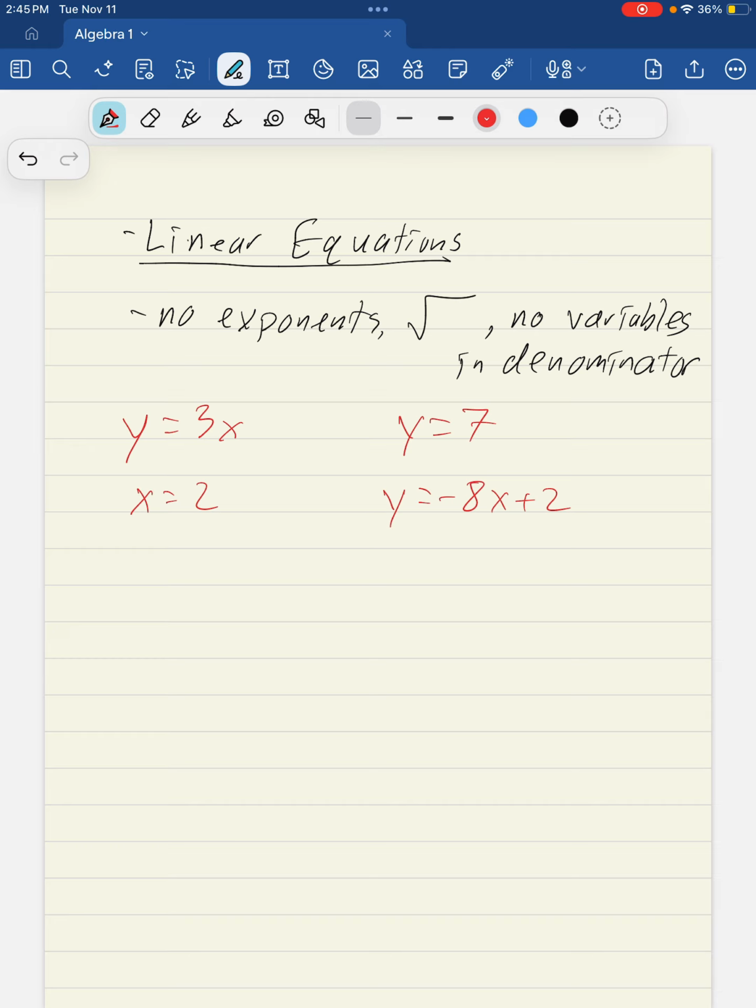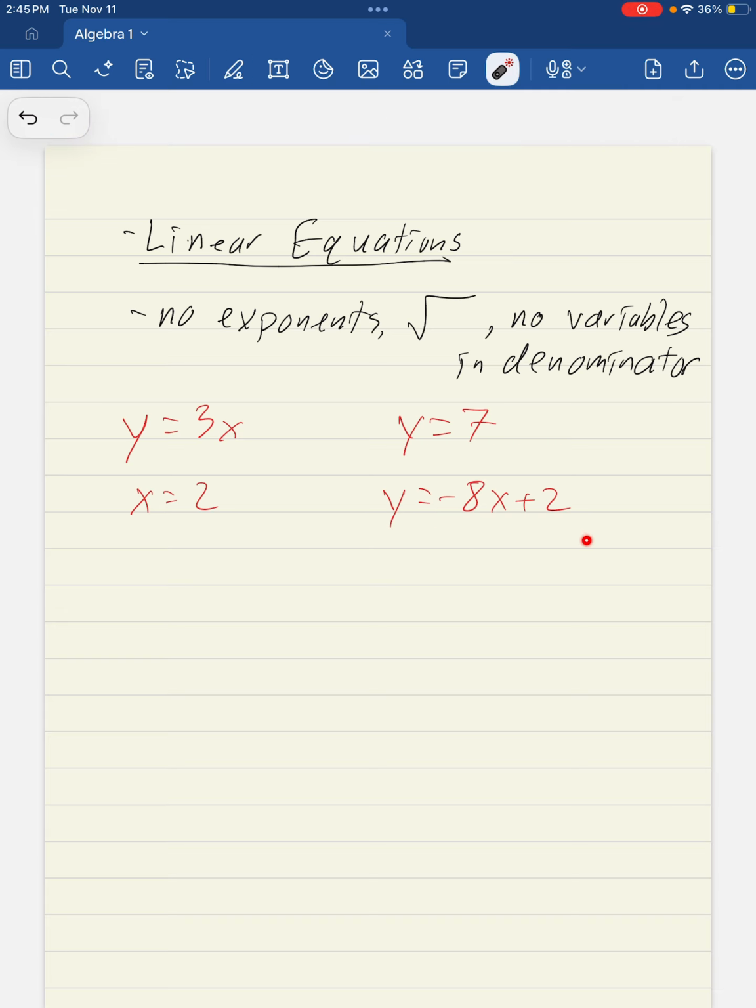With linear functions, it's usually if you can simplify it so that you have a situation like this, looking a little bit ahead of us. If you've seen y equals mx plus b before, that is a linear function. And again, these guys don't have exponents, they don't have square roots, and they don't have variables in the denominator.